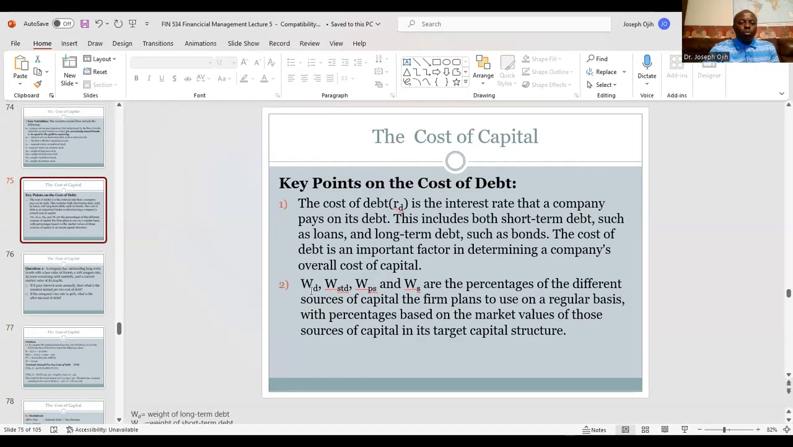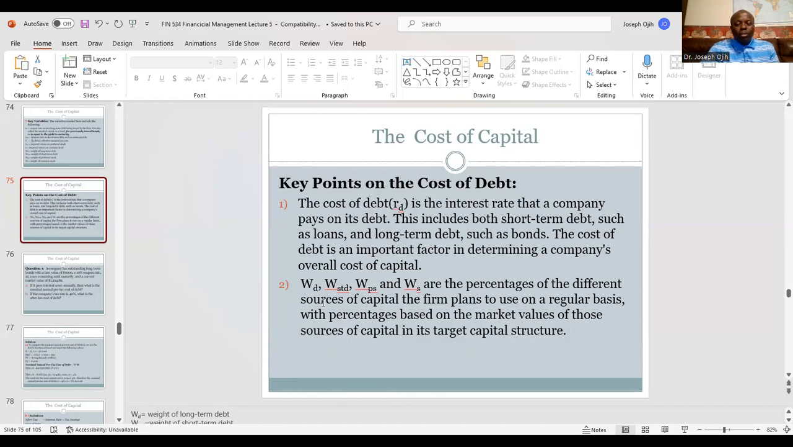Now, other things: the weights WD, WSTD, WPS, and WS simply mean the percentages of the different sources of capital the firm plans to use on a regular basis. Now, it's important to take note of this. These percentages are based on the market values of those sources of capital in the target capital structure.